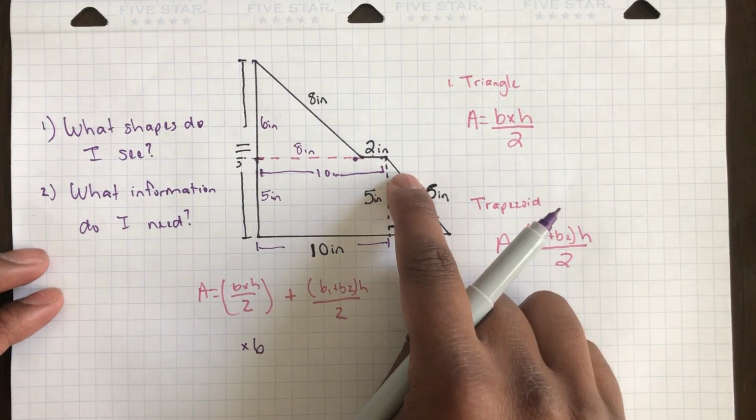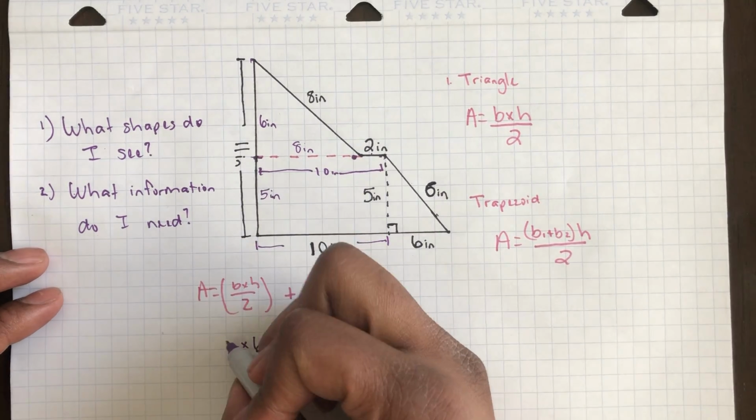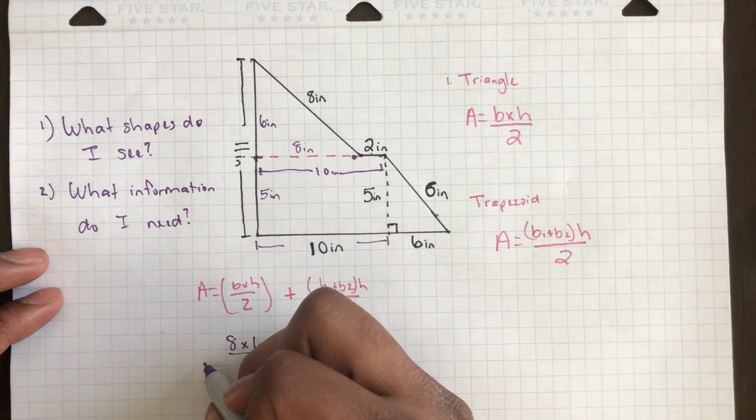Notice how I didn't use anything else other than that this is a 6 and this is an 8 for my base and my height. Divided by 2 to find my area.